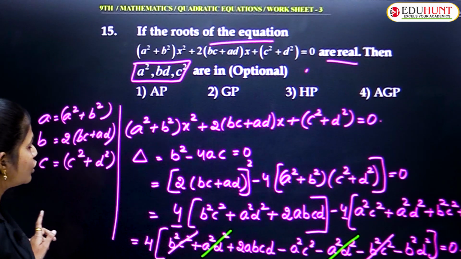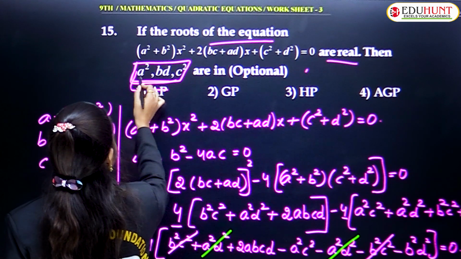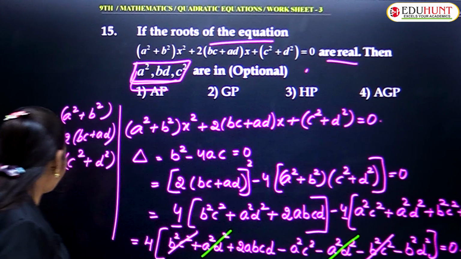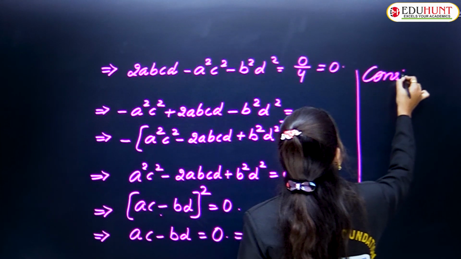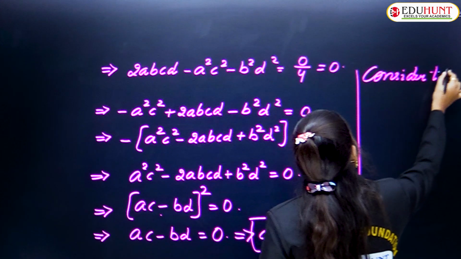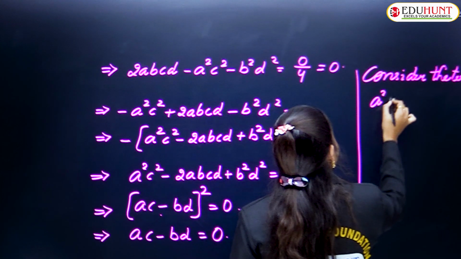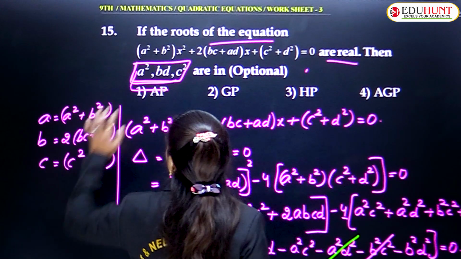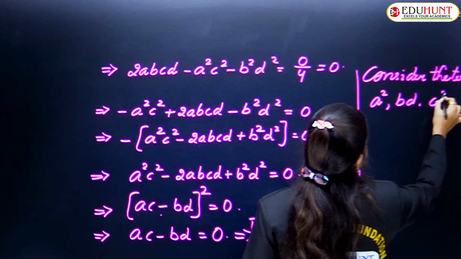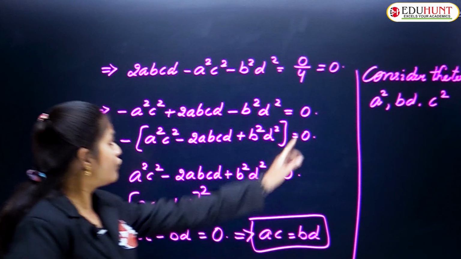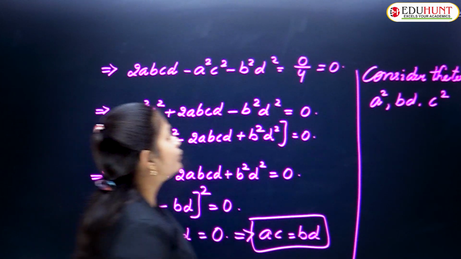So once see that question, here they have given some terms. What are those? Here 3 terms they have given, no? a square, bd, c square. Consider the terms: a square. What is the next term? bd. c square. Clear? So from this one, here ac is equal to bd.